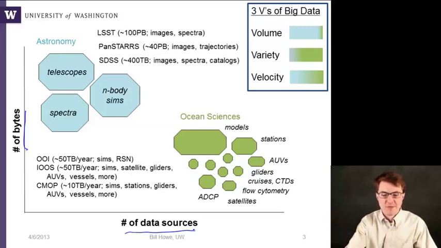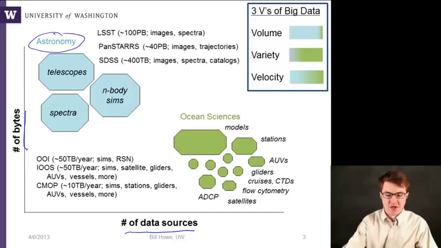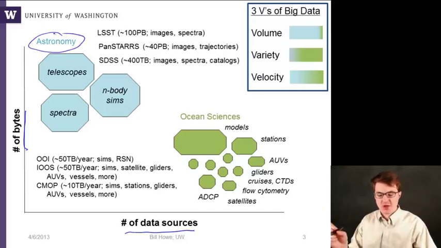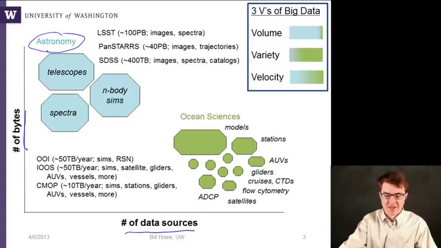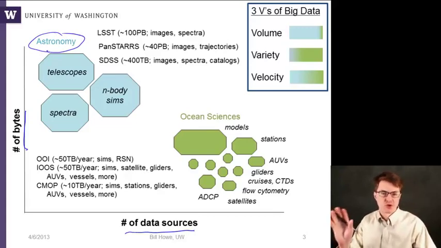And so typically astronomy has been challenged by the sheer volume of data. And so they're sort of up here. We're high on the y-axis, but the number of actual sources in astronomy is not too high. There's telescopes, there's these spectral imagers, and then there's simulations of the galaxy. And so that's relatively few.